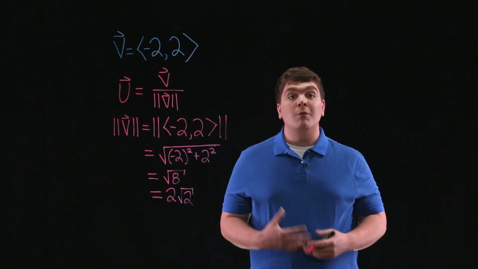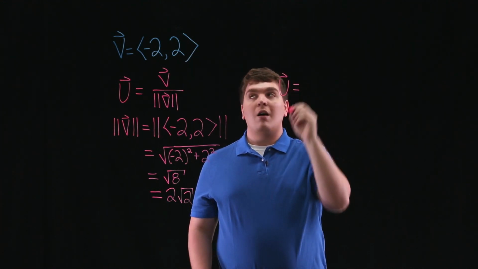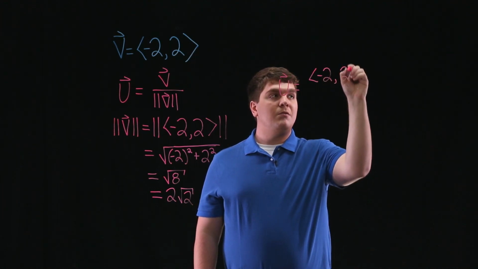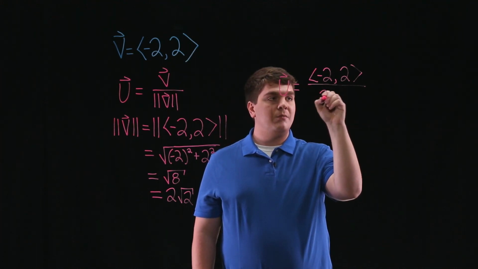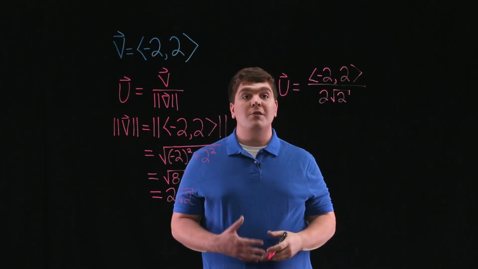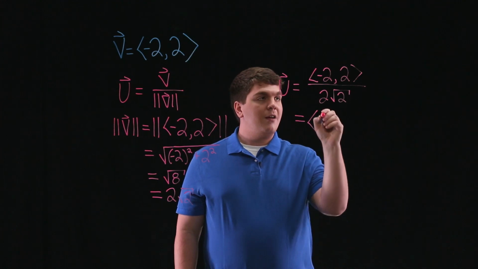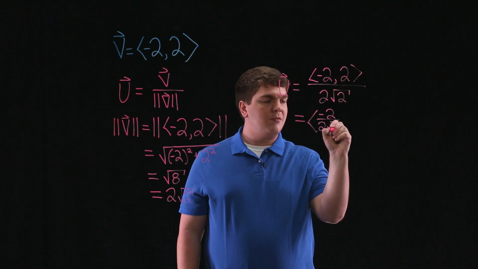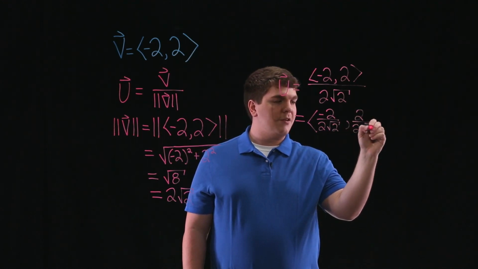So our unit vector with the same direction as v is equal to our vector v, -2, 2, all divided by 2 times the square root of 2. Here we can use the properties of our vectors to write this vector as -2 divided by 2 times the square root of 2, and 2 divided by 2 times the square root of 2.